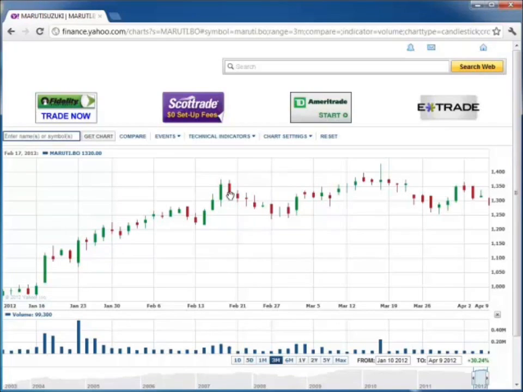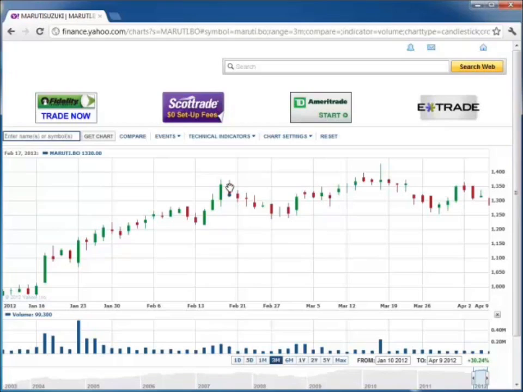So what we have is what looks like almost like a long skinny line with a fat line wrapped around it. The fat part represents the open and the close. Because it's green, it means the price went up on that day. The open will be this low point here where this hand is, and the close will be this higher point here where the hand is. So that's the open and that's the close on that day.